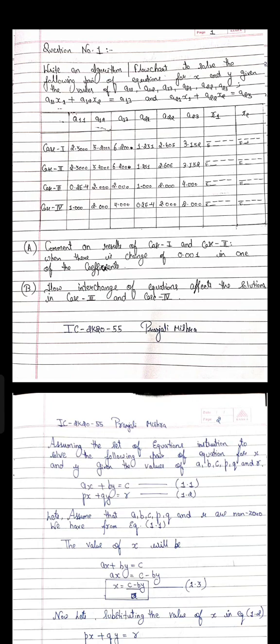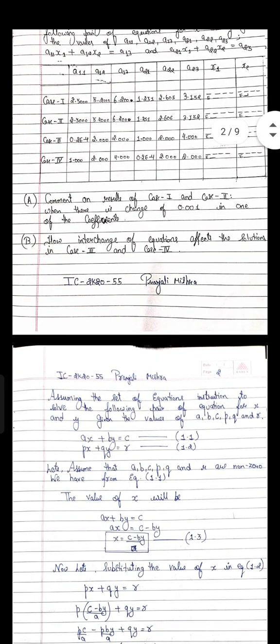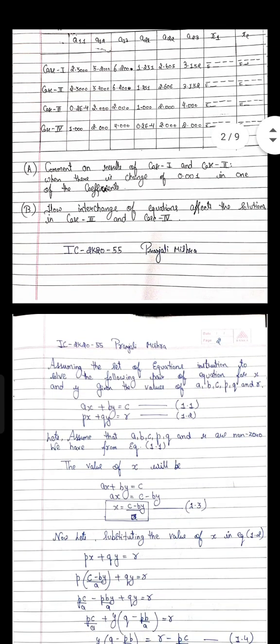We have been given two equations and four cases: case 1, case 2, case 3 and case 4. According to these cases, we have to solve two parts. The first one: comment on the result of case 1 and case 2 when there is a change of 0.001 in one of the coefficients. Part B: how interchange of equations affects the solution in case 3 and case 4.